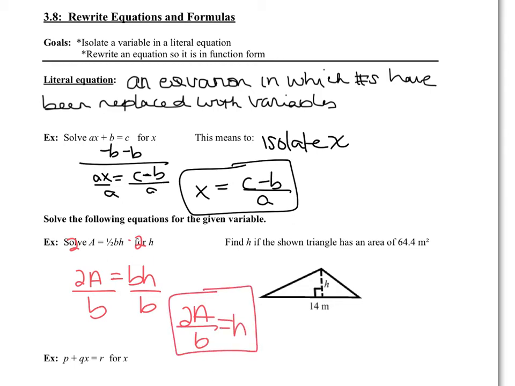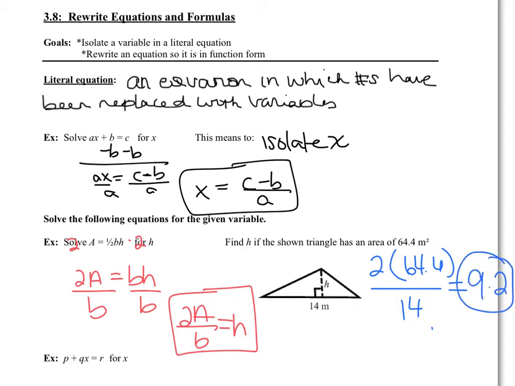Now that I've isolated h, I can use the information here, which says the triangle has an area of 64.4 and a base of 14, to find the height by just plugging into 2 times the area over the base and doing out that math. And that would give me a height of 9.2. Now, you could have also worked with this original equation, A equals 1/2 bh, and plugged in A and b there, but you'd be doing the same process to get h alone.